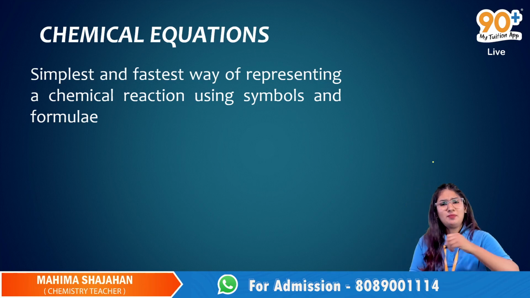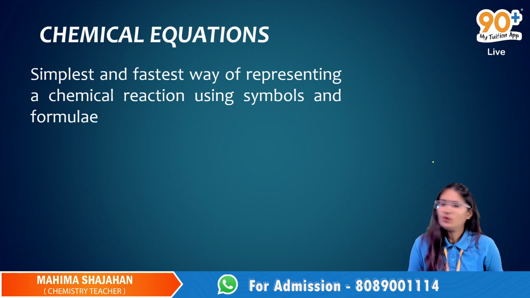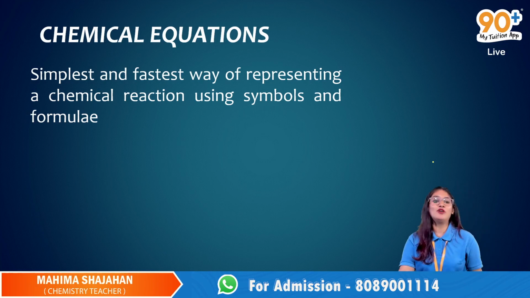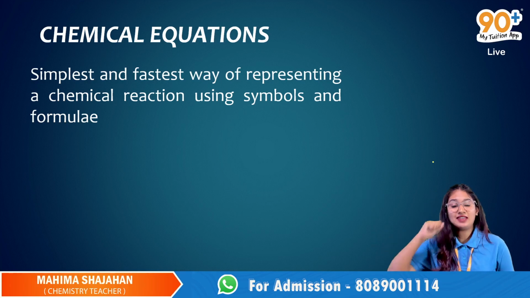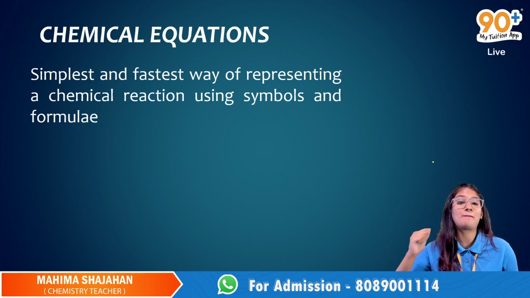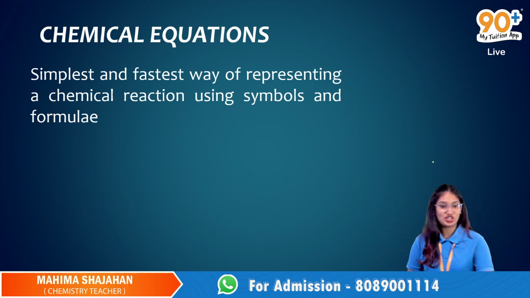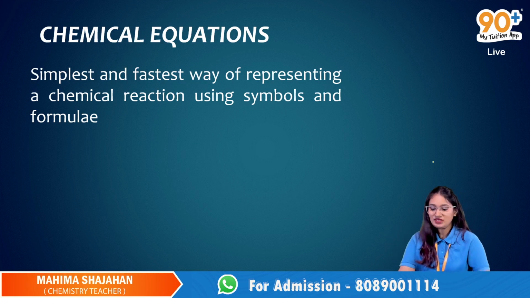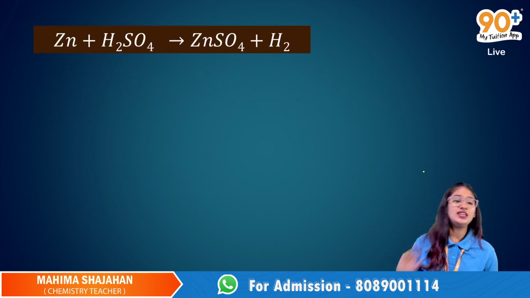Saying it like this is too lengthy, right? We don't have the time for that. We need a fastest and simplest way to represent the reaction. That's where we use chemical equations. It is the simplest and the fastest way of representing a chemical reaction. And what are we using here? We use symbols and formulas to represent it. So here is the equation.